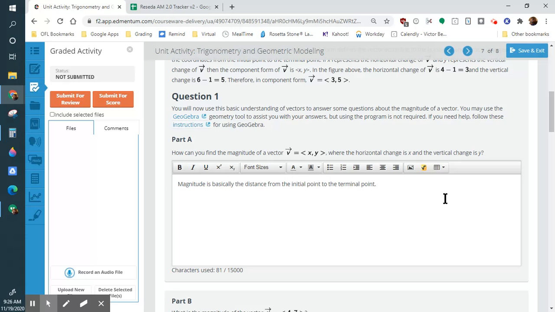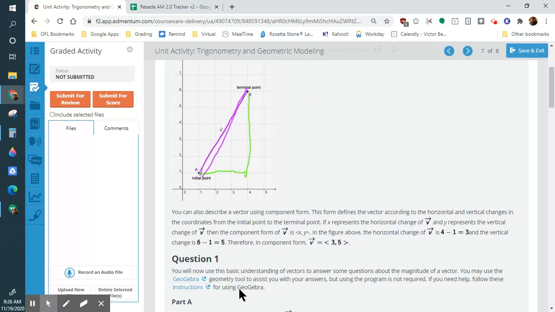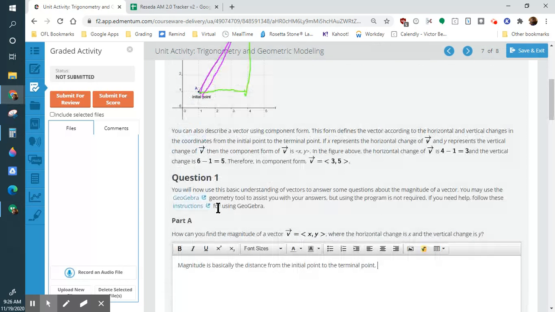Way easier words. So don't just use my words because they sound fancy. Use it in your own words. It's basically the distance from where we start to where we stop. All right.